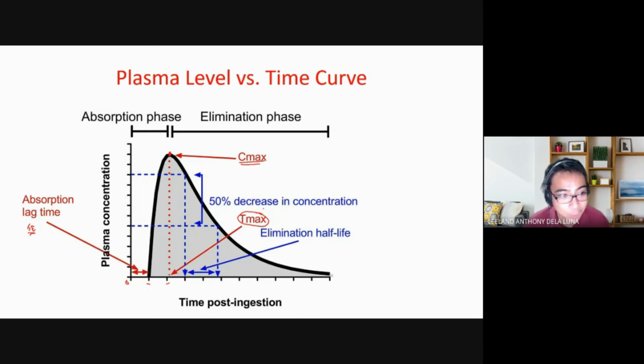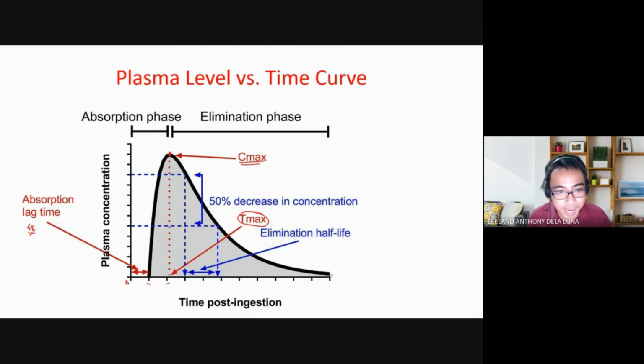Kaya nga class, between the two, intravascular versus extravascular, which one is easier to compute? Intravascular. Kaya nga, that's the reason why one of its main advantages class is it provides precise dosing. Okay, because it's easy to compute for drugs administered intravascularly. Pero syempre, mas delikado siya. Okay, what about class half-life?